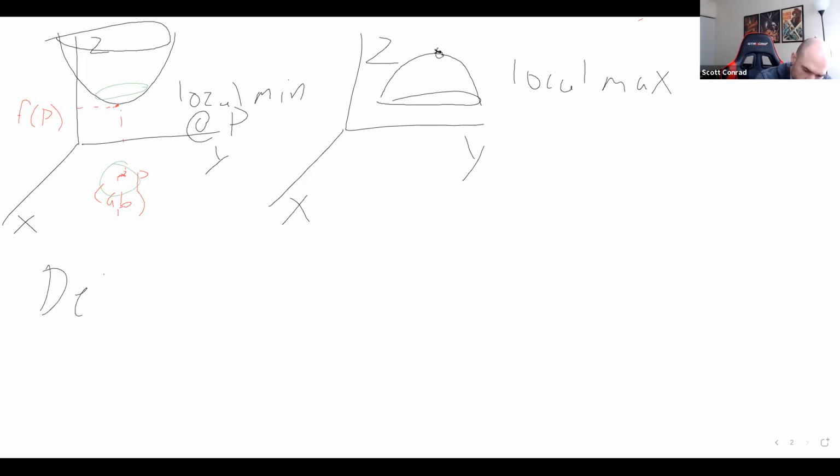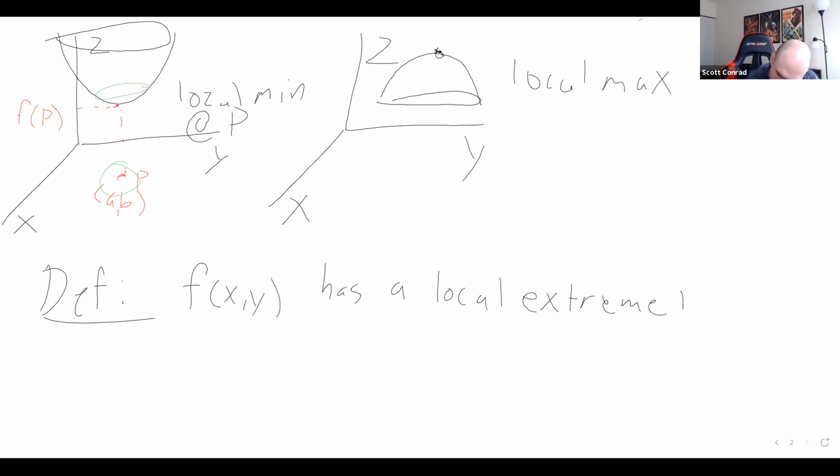So let's give a proper definition for these. So we say a function f of xy has a local extreme value. So extreme values can be maxes or mins. It's just one word that covers both. So it has a local extreme value at a point P, which is the point AB.